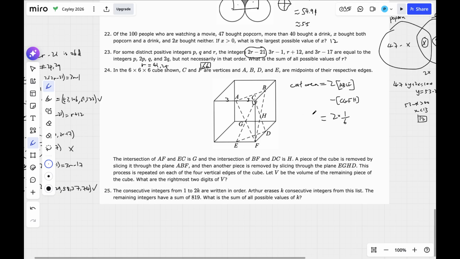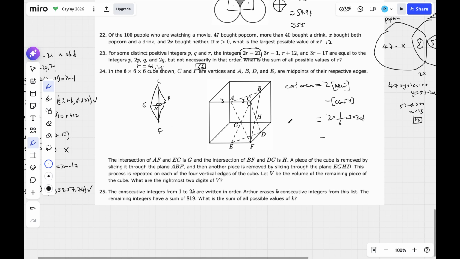So first we need to compute the volume of ABCF. This is a tetrahedron, and since these are all right angles, we can use the formula, which is 1/6 of the product of lengths. We know that A is a midpoint, so this is 3 and this is 3. So we have 3, which is AC, times 3, which is BC, times 6, which is FC.